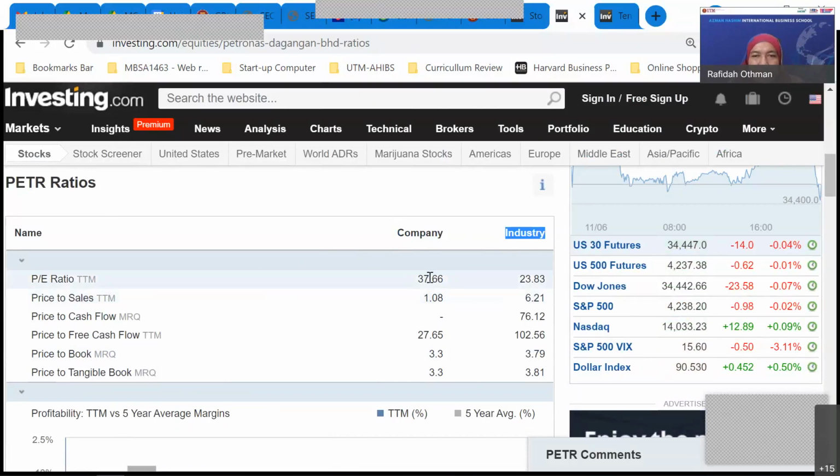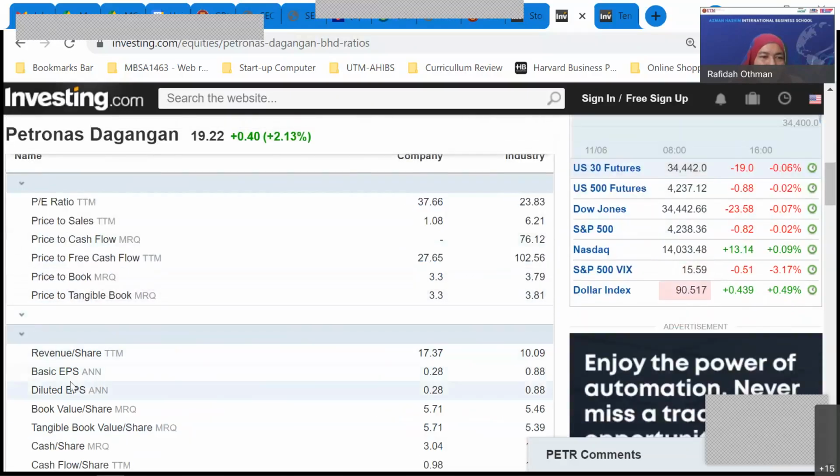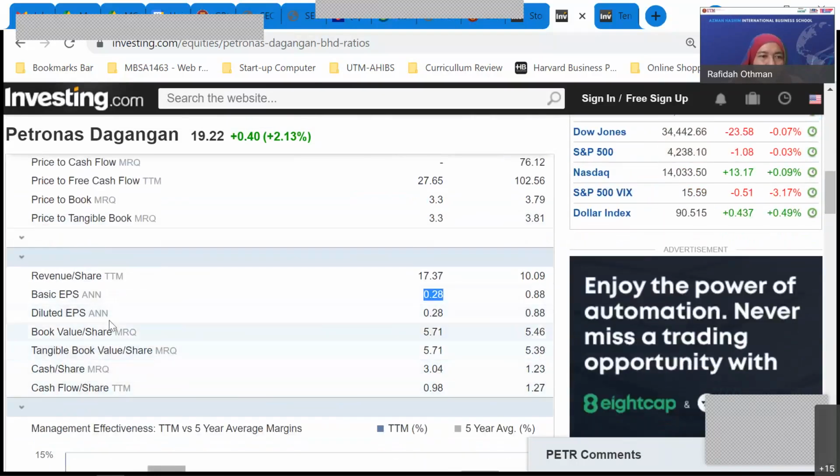We can see that the price earning ratio for Petronas Dagangan is higher than the industry. And then maybe you can look at earning per share, 0.28. This one is lower compared to the industry. Okay, so this is the benchmarking.